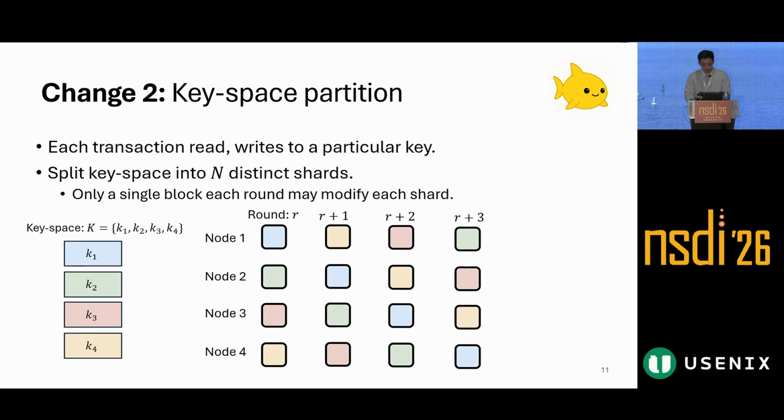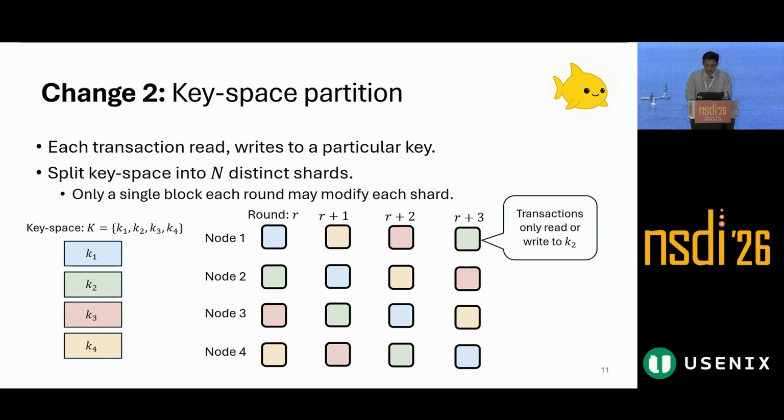The next key change that we make is key space partitioning. Assuming transactions target specific keys, we break the key space into n distinct shards. We then make a restriction such that whenever blocks are created every round, only a single node may create blocks for a particular given shard. The specific schedule is flexible as long as it's public.